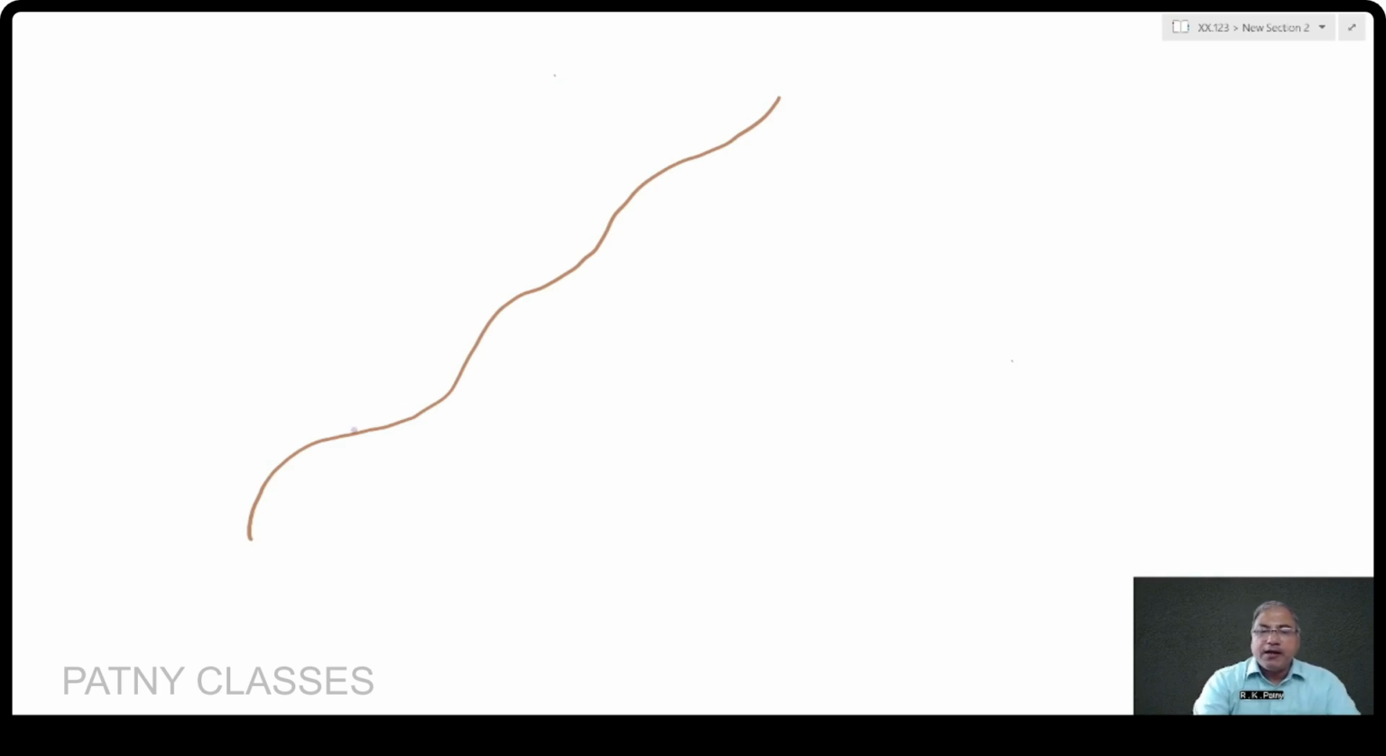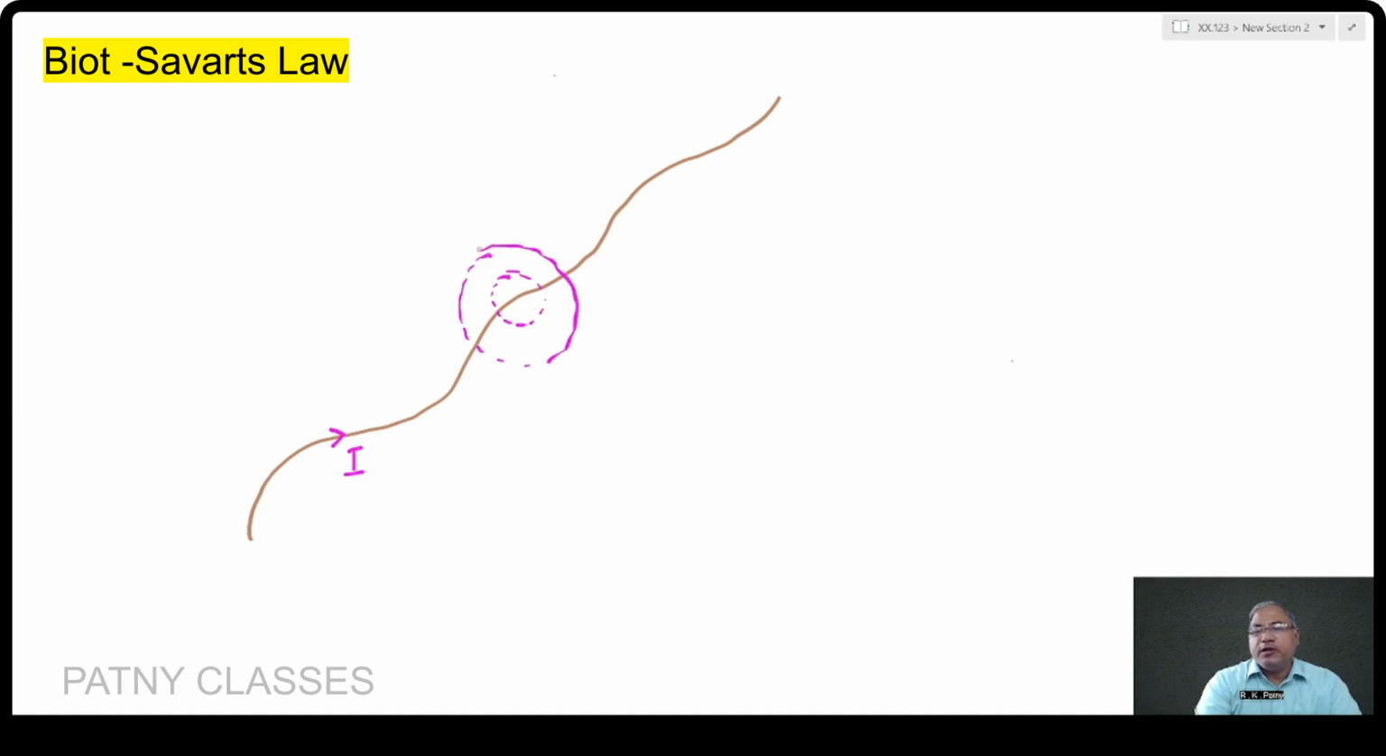Suppose it is an electrical wire, and some current is flowing through it. What direction the current is flowing, I will not discuss now. The current is flowing in a particular direction. When the current is flowing, what will happen? A magnetic field is produced around the wire. So here a magnetic field is produced.